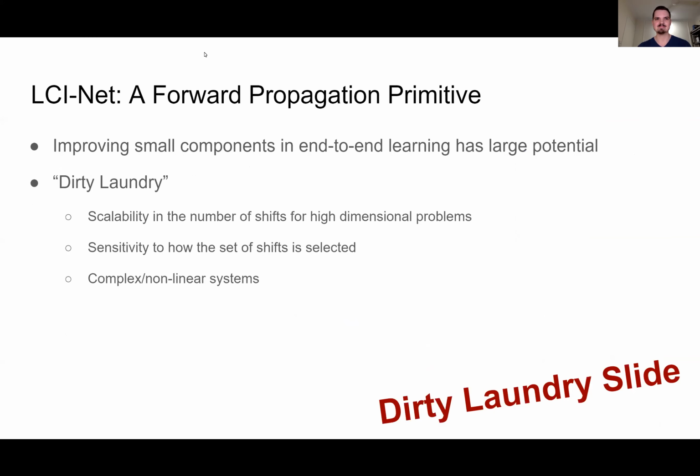Our results suggest that improving small, often used components in end-to-end learning architectures is a promising direction of inquiry. There are a number of drawbacks. Adding additional shift directions necessary for high-dimensional problems results in a large increased complexity over existing methods. This can be compensated for somewhat by manually selecting a smaller set of shift directions to be considered. However, performance is sensitive to exactly how these directions are selected, and this may be a non-trivial problem for more complex systems. Thank you. I can answer questions now.